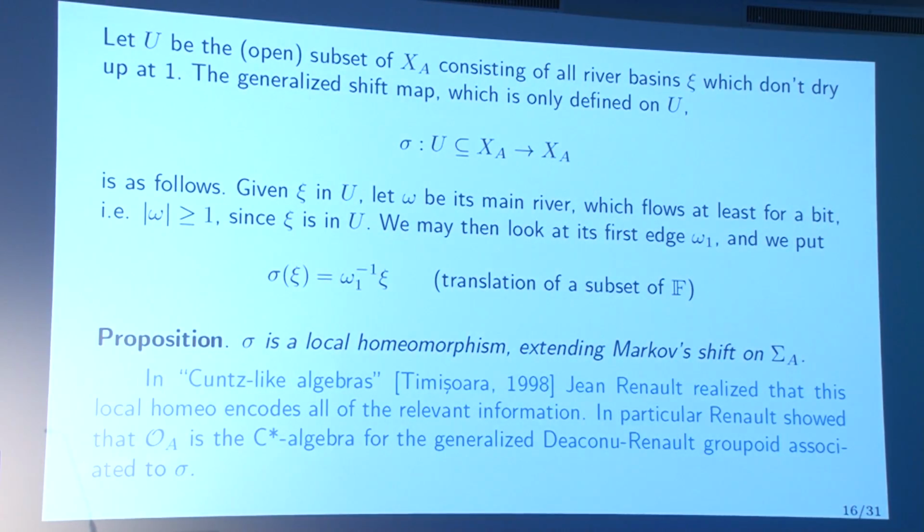Now, Jean Renault, who is actually present here in the audience, has realized that our construction is subsumed by this map, this shift. So he realized that this local homeomorphism encodes all of the relevant information for building the Cuntz-Krieger algebra, and he showed that this algebra is the generalized Deaconu-Renault groupoid associated to this map sigma, and I want to give you some details on that.